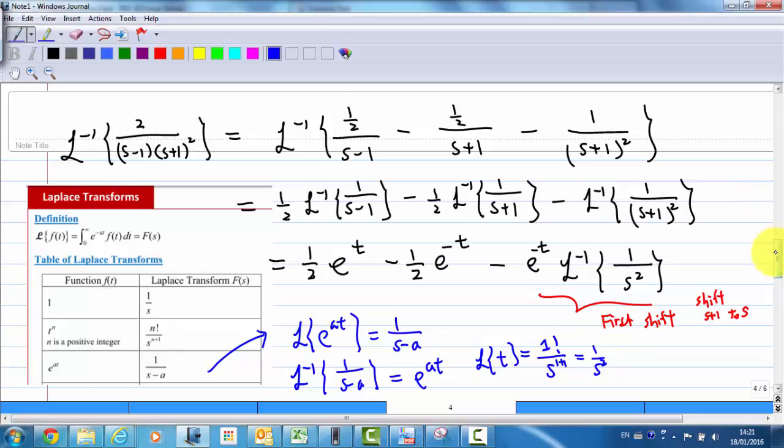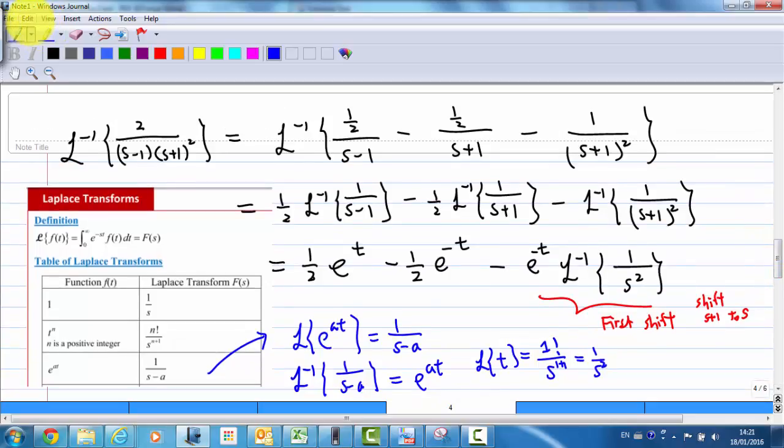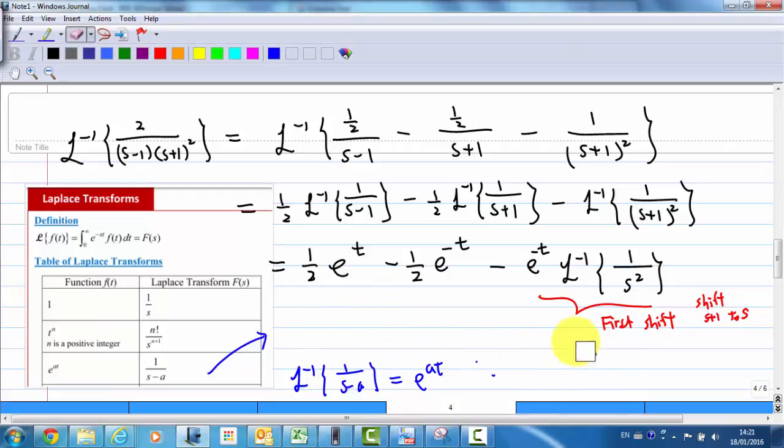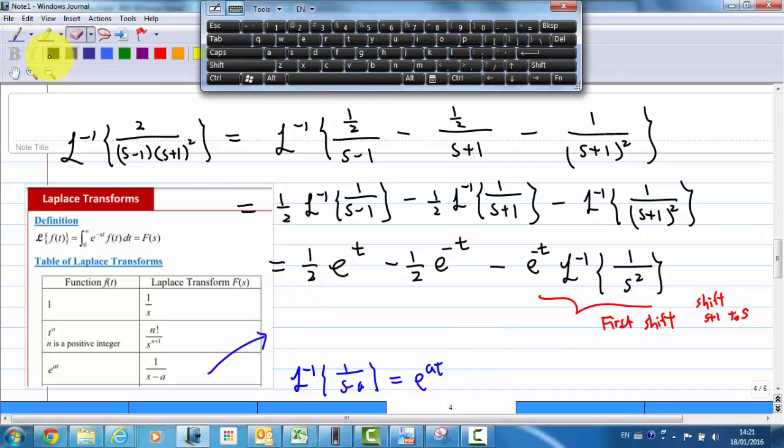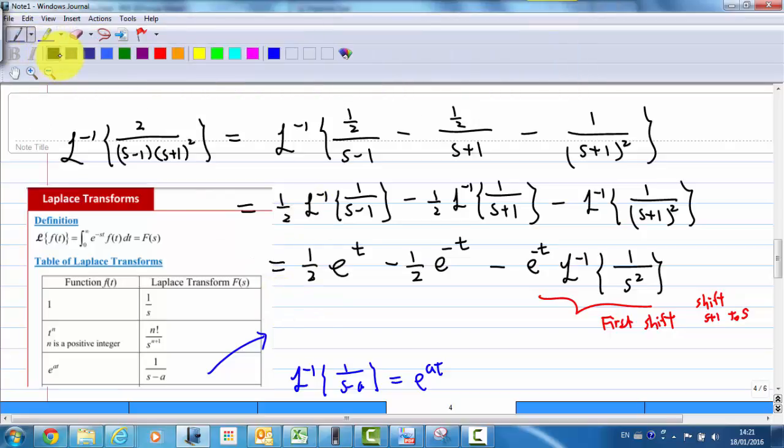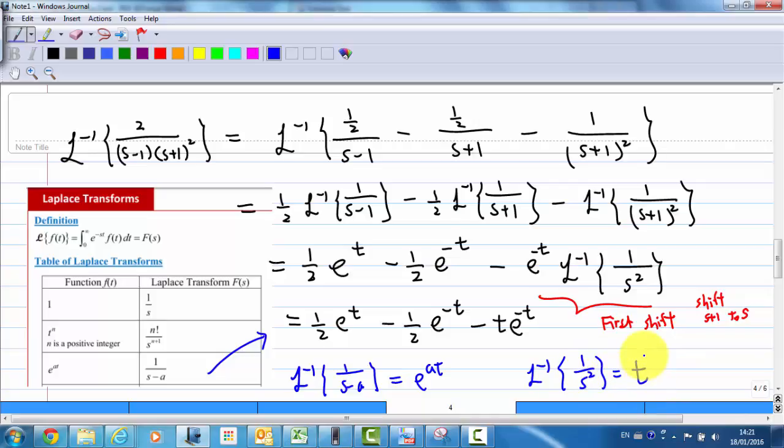Therefore, the answer we have is: the first term is half of e to the power t, the second term is minus half of e to the power minus t, and the third term is t times e to the power minus t, where the inverse Laplace transform of 1 over s squared is equal to t. That finished the example.